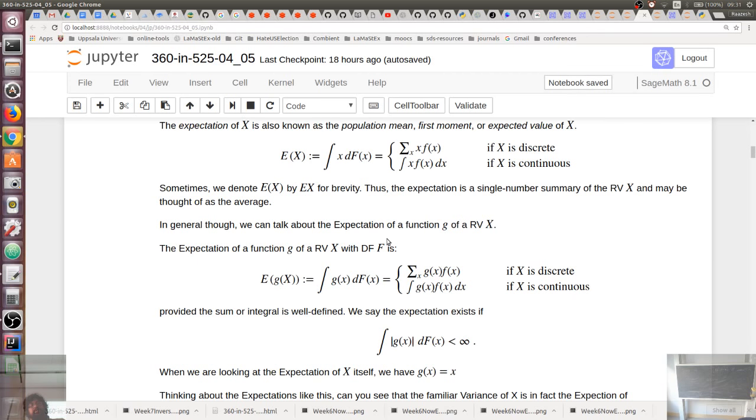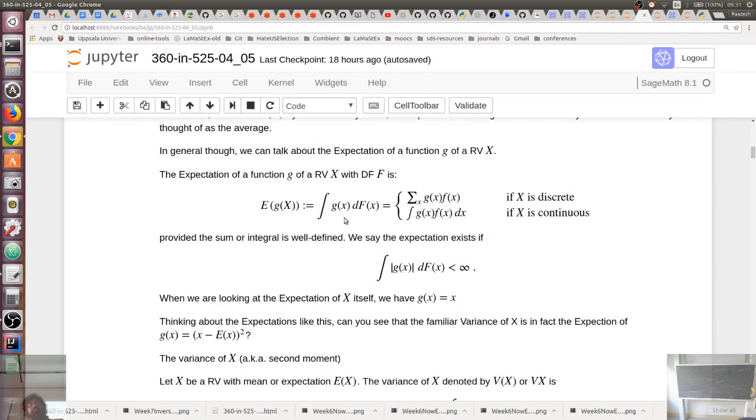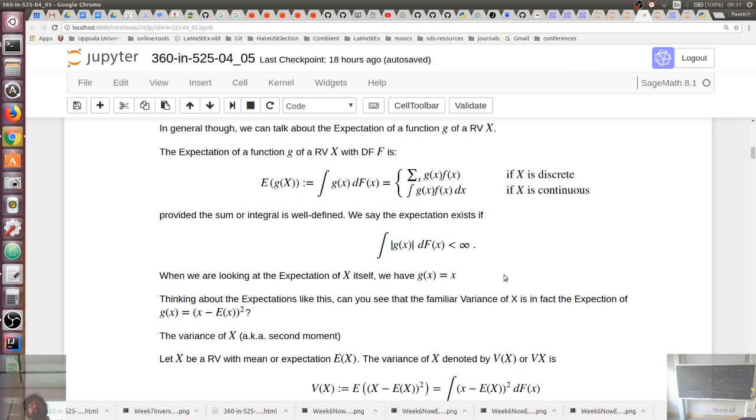So we can define the expectation of a function g of a random variable. It's called E of g of X, and it's exactly the same. Instead of putting X here, you put g of X and do the same. Of course, you have to make sure that the integral itself is well defined. This is to say that the expectation exists.